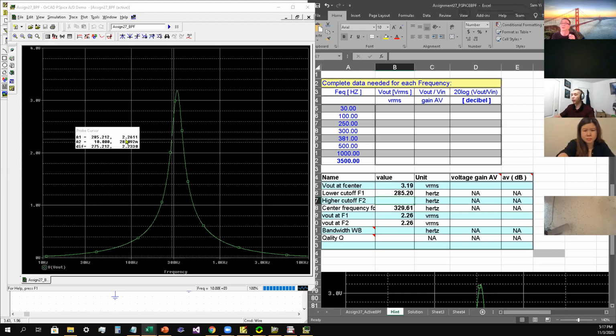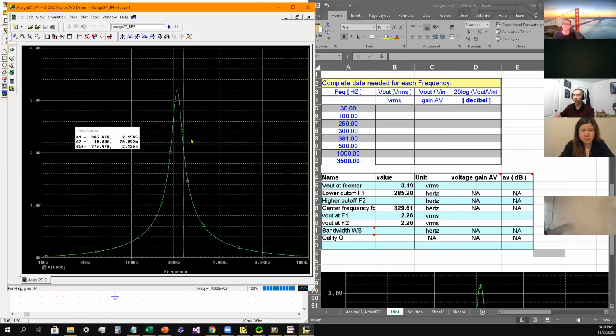So the other side will be 2.2611. So I'm going to go all the way to the right side. I have to scroll back up. Let me see. Go to that 2.2611. Okay, matching, there it is.